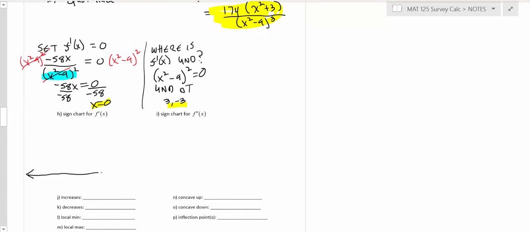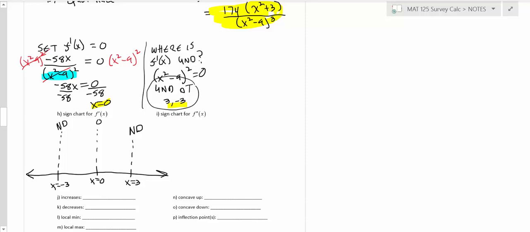So what we're going to do is draw a number line. And we're going to put x equals 0, x equals 3, and x equals negative 3. Now, the derivative is undefined at 3 and negative 3, so I like students to usually just put ND for no derivative. There are vertical asymptotes there. That's what we found earlier in the problem. And then this part right here is where the derivative is 0. Okay, like that.